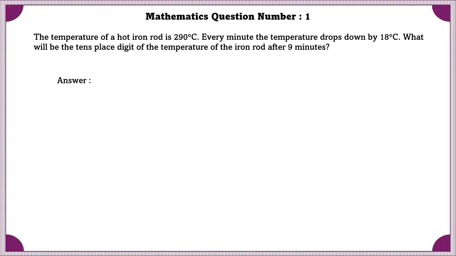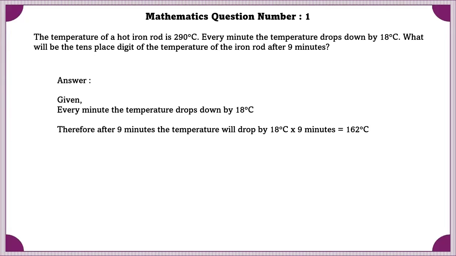Question number 1. The temperature of a hot iron rod is 290 degrees Celsius. Every minute the temperature drops down by 18 degrees Celsius. What will be the tens place digit of the temperature of the iron rod after 9 minutes? Given every minute the temperature drops down by 18 degrees Celsius.